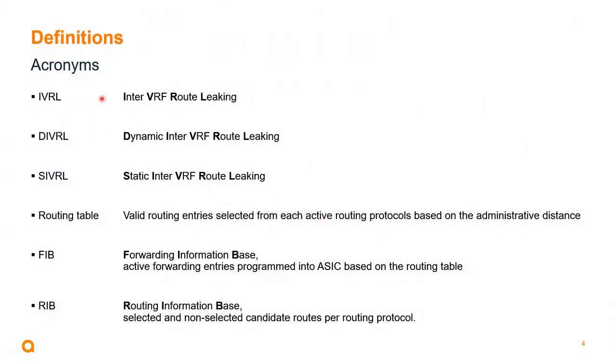So as an overview, we propose first to have a set of acronyms that we are using. So IVRL means inter-VRF route leaking. Then dynamic IVRL is the dynamic inter-VRF route leaking that is using BGP. Contrary to that, you would have a static inter-VRF route leaking that is using static routing. Obviously, we have route tables that we are going to talk about, the FIB, which is what is programmed into the ASIC, and the RIB information, which is the selected and non-selected candidate routes for any routing protocol.